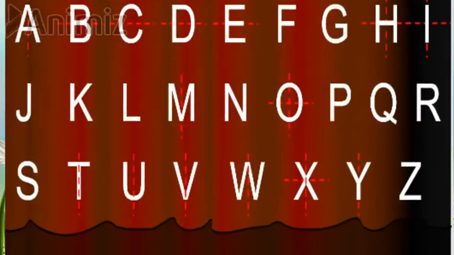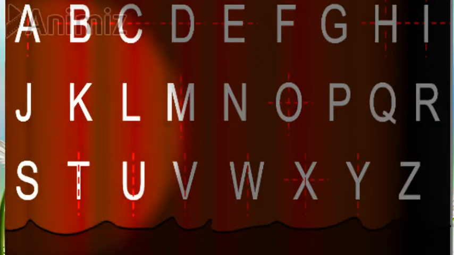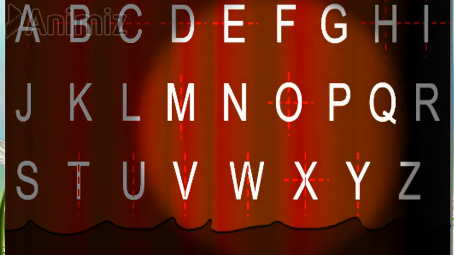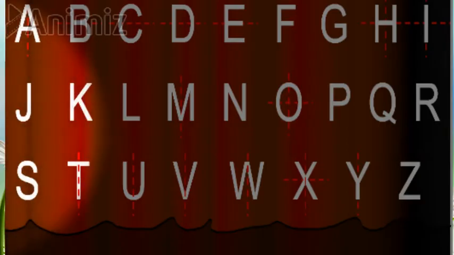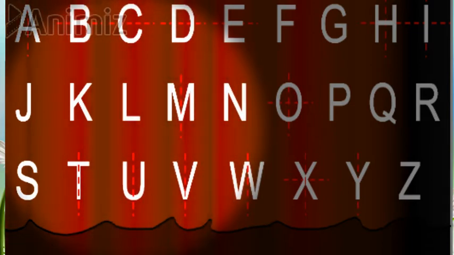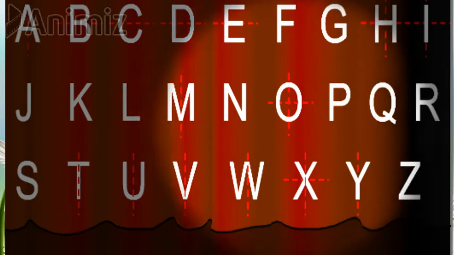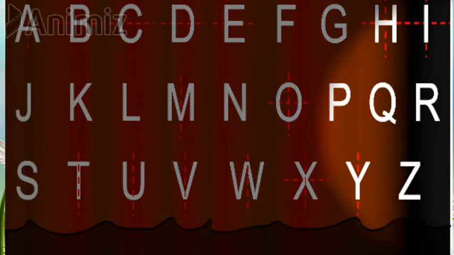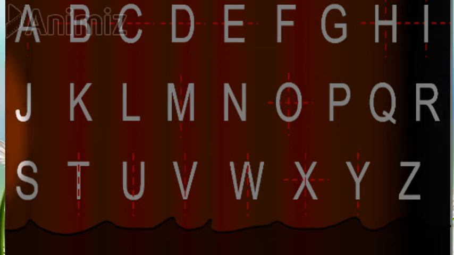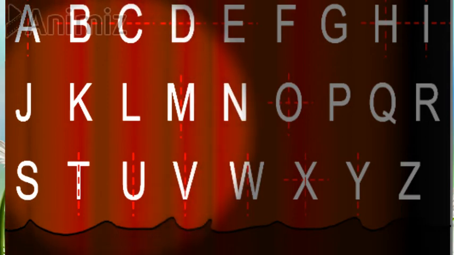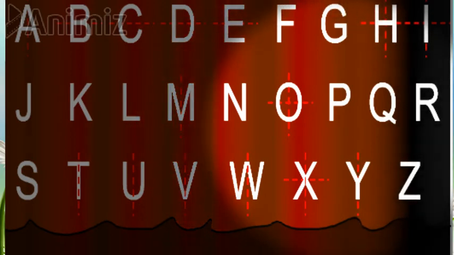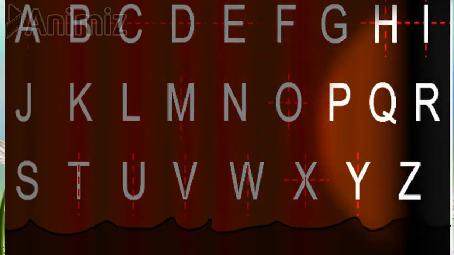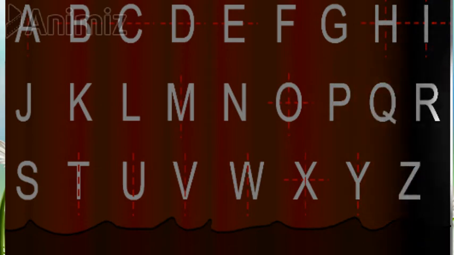Now we shall have a look at the alphabets which have a line of symmetry. A, H, I, M, O, T, U, V, W, X, Y have vertical symmetry. Letters B, C, D, E, H, I, O, X have horizontal symmetry. So students, I hope you can find out some more likewise.